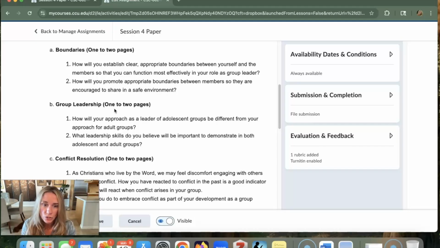How will your approach as a leader of adolescent groups be different than your approach as a leader of adult groups? So I will, recognizing that developmentally adults are different from adolescents. Here is how I, as a competent group leader, will run groups for adolescents, and how that will look different than how I, the competent group leader, run groups for adults. See the difference?